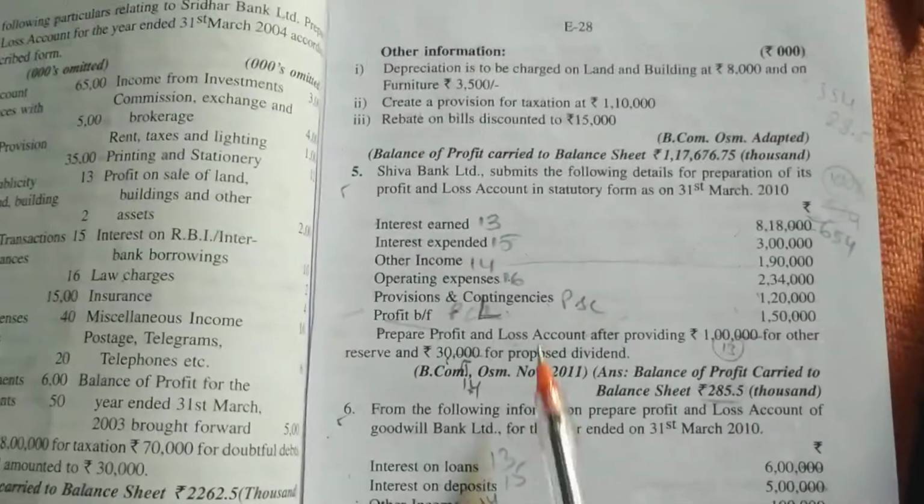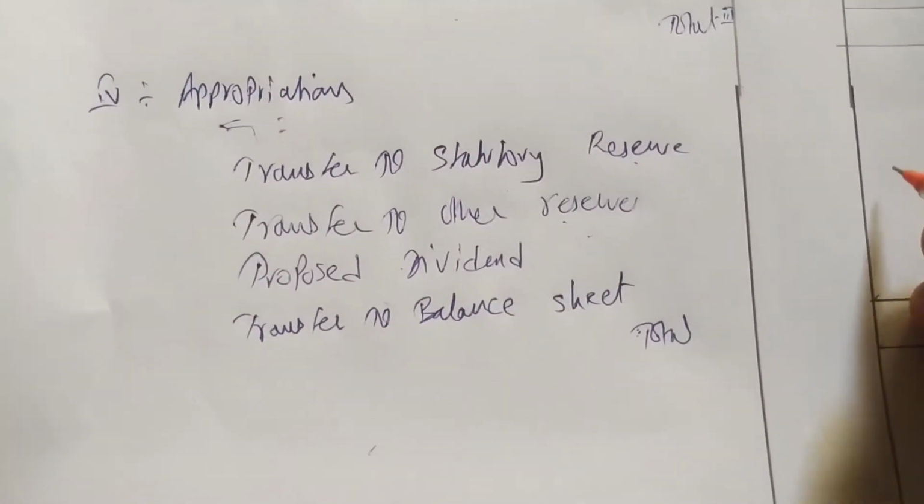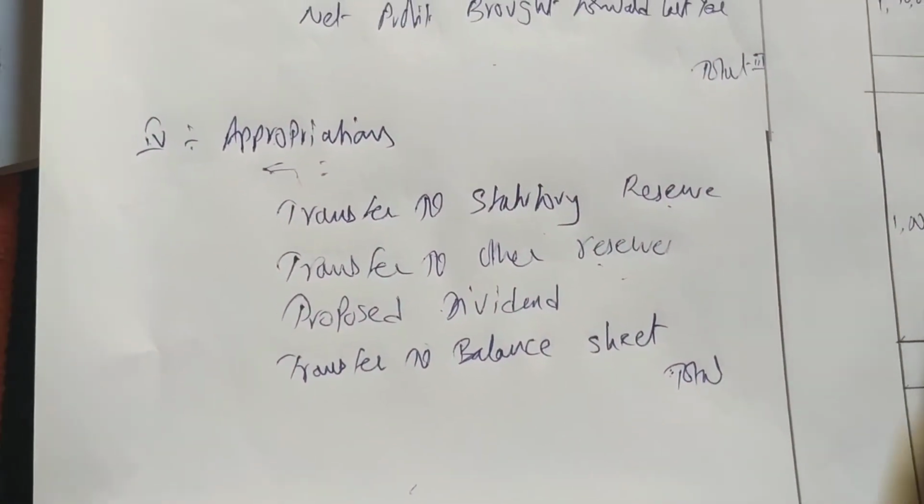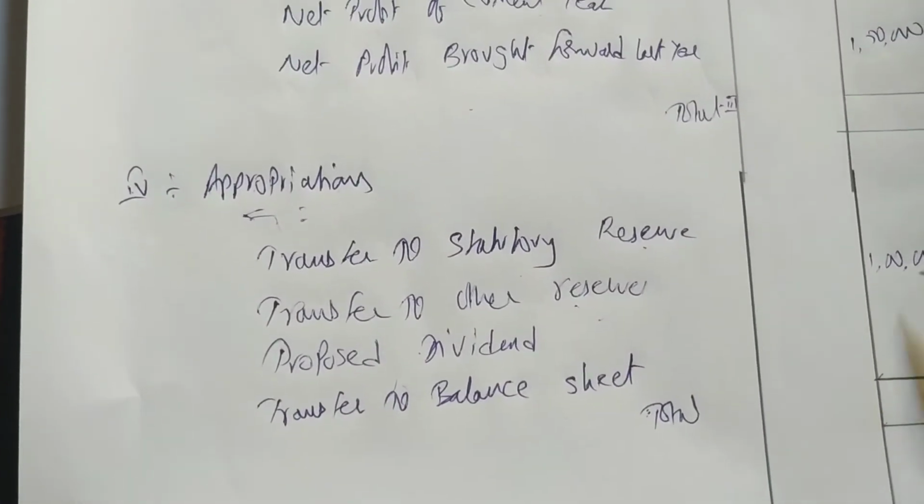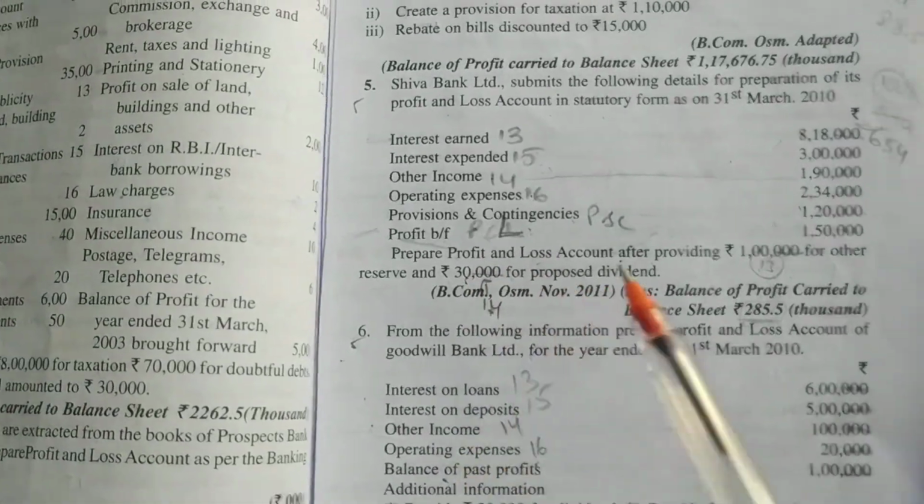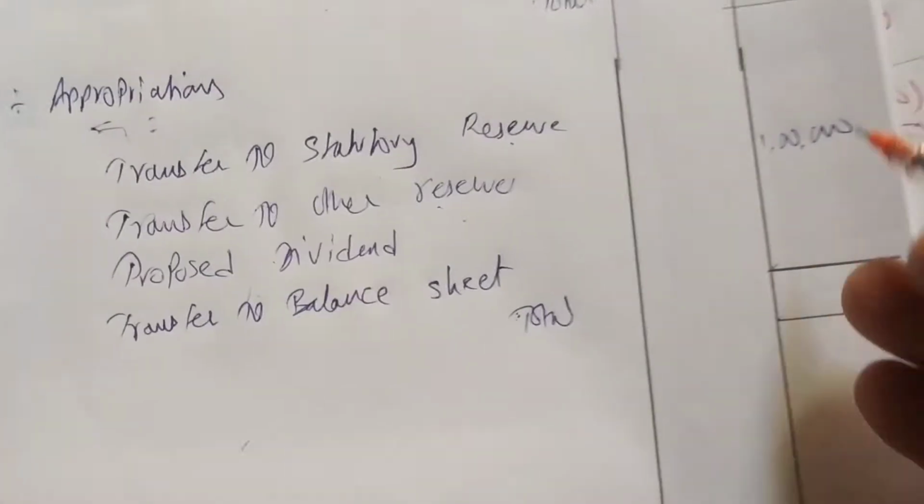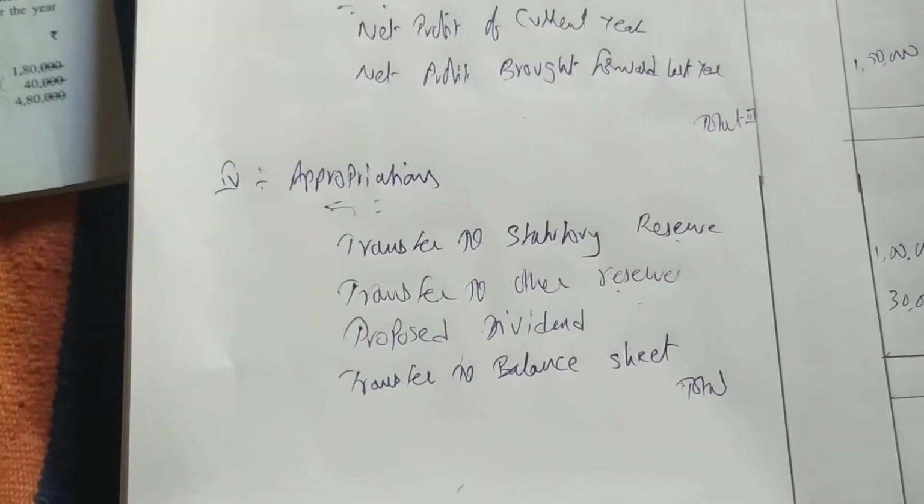Okay, and next what is it saying? Prepare a profit and loss account after providing 1 lakh for other reserves. So go to the other reserves and write in front of other reserves 1 lakh. All reserves we have to write in appropriations. So I have written other reserves 1 lakh. Next, after that, proposed dividend is 30,000. So right in front of proposed dividend 30,000. This is appropriations. Okay, done.